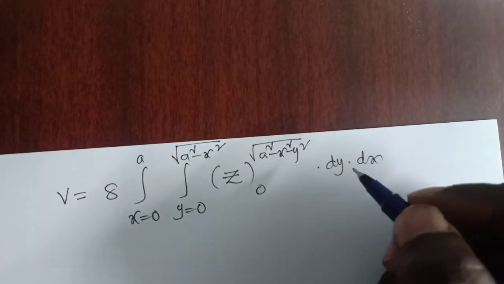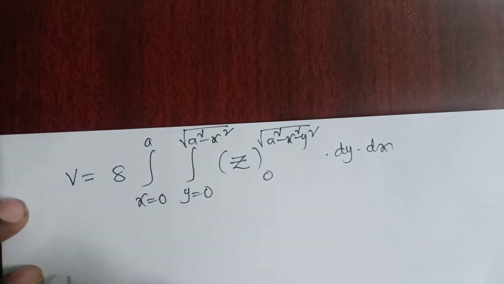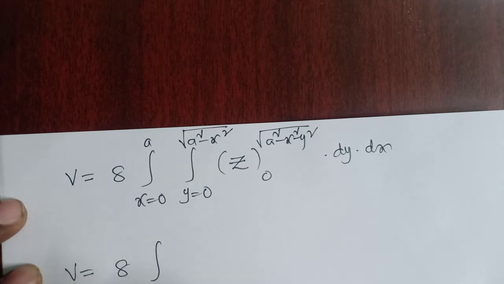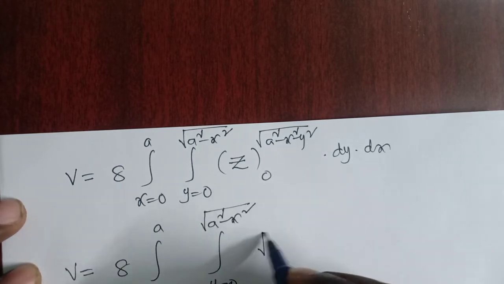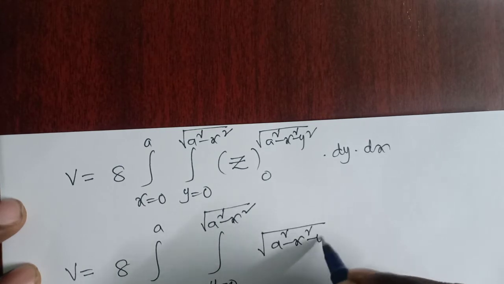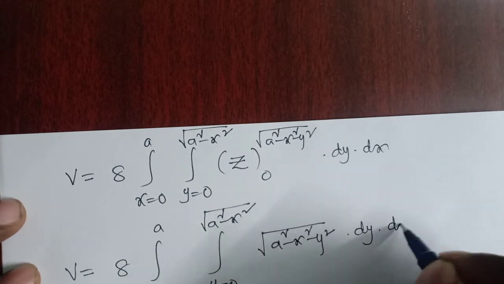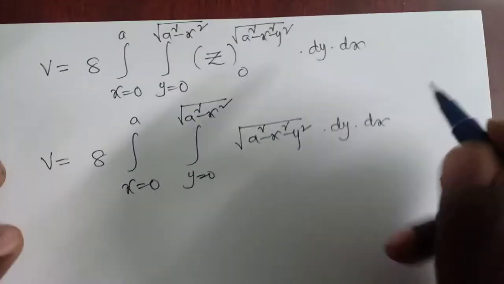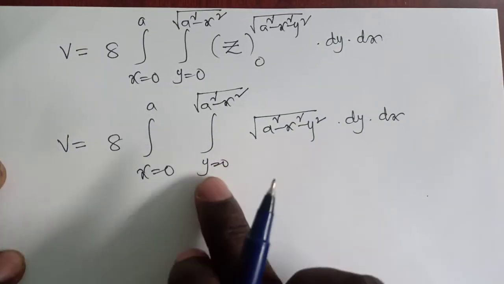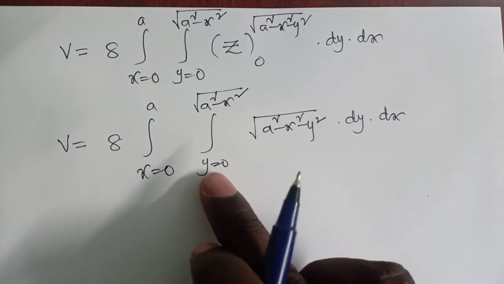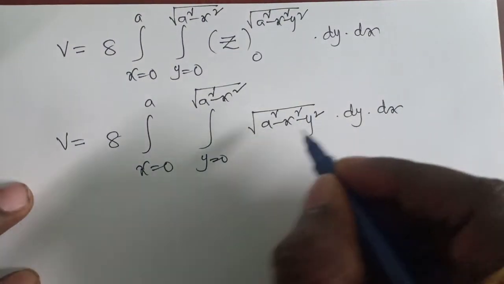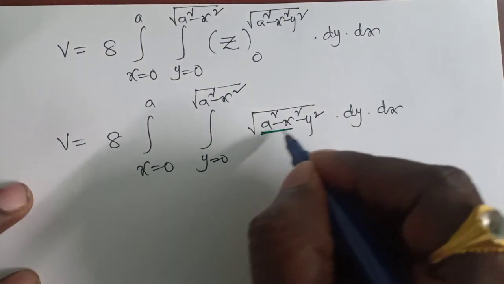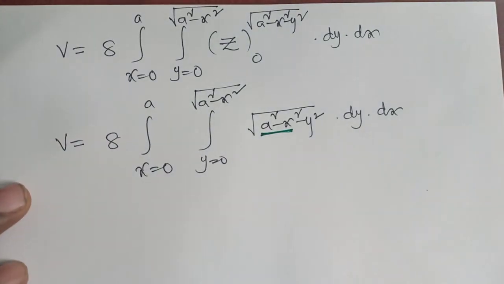Okay friends, now substitute the boundaries. So V equals 8 times the integral, where the bounds of x are 0 to a, and the bounds of y are 0 to root over a square minus x square, of root over a square minus x square minus y square, dy dx. Now the second integral has the y bounds, so we need to integrate with respect to y. If we integrate with respect to y, treat a square minus x square as a constant.